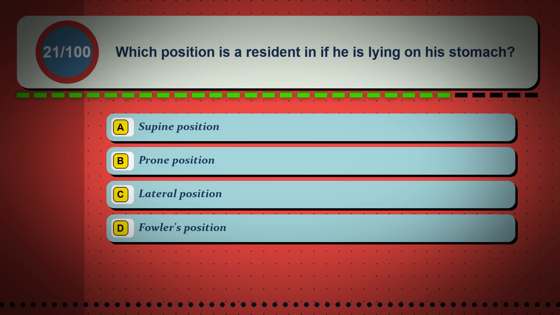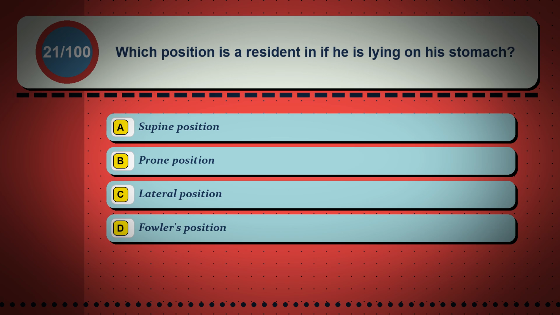Which position is a resident in if he is lying on his stomach? Option A, supine position. Option B, prone position. Option C, lateral position. Option D, Fowler's position.